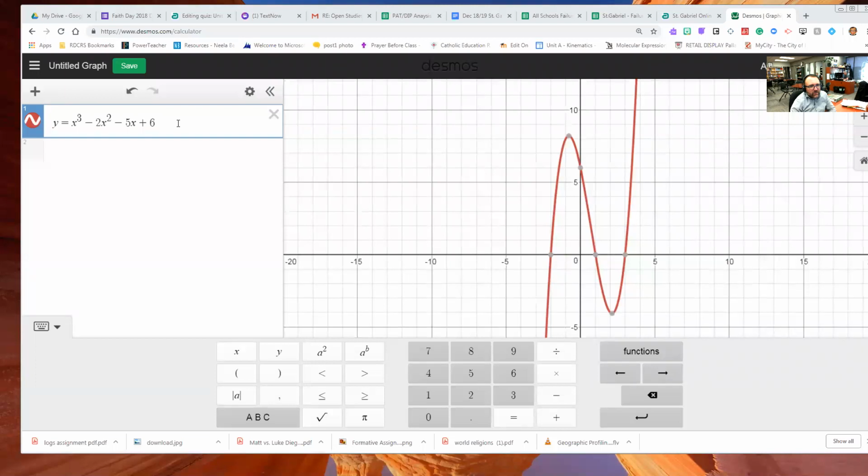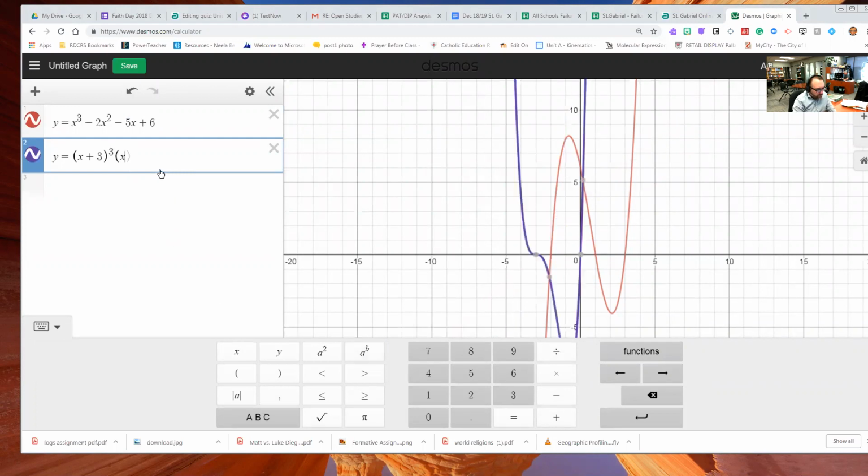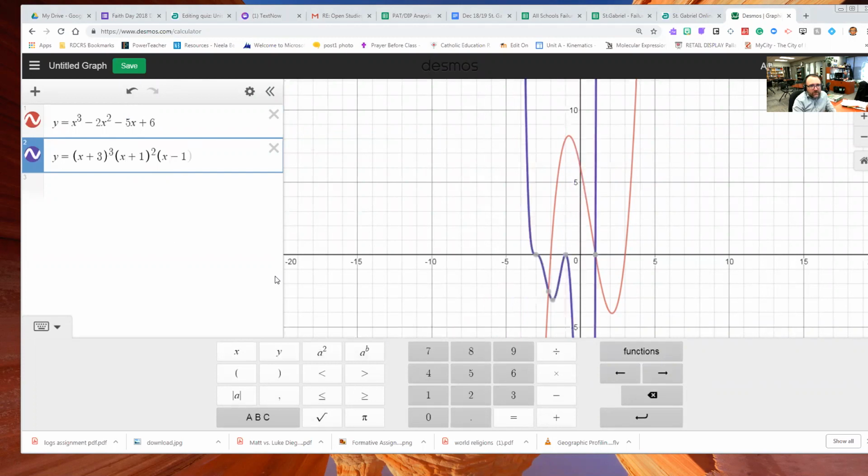Okay, so I'm going to change my equation here. I'll leave the other one there. It doesn't hurt. y equals x plus 3 to the exponent of 3. Okay, x plus 1 to the exponent of 2. And then the last one would be x minus 1. Okay, so that means the purple one is what it looks like.